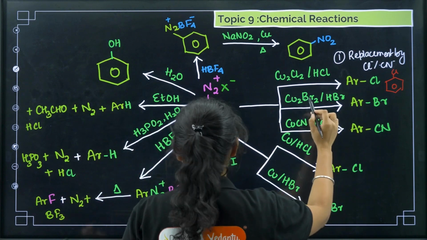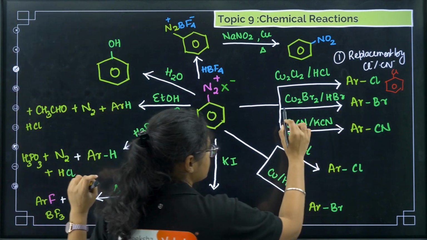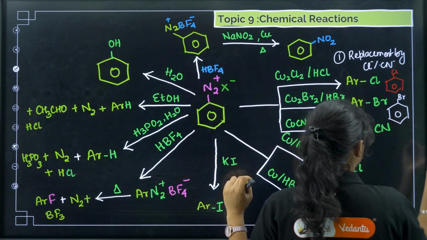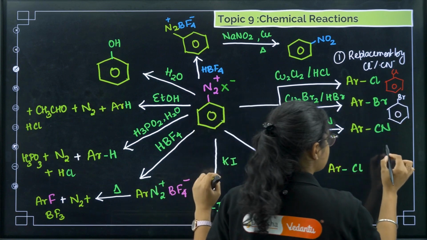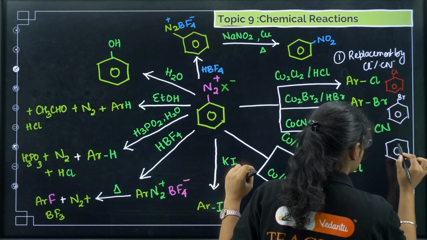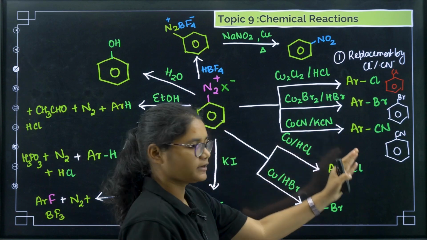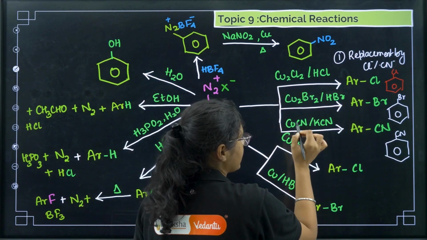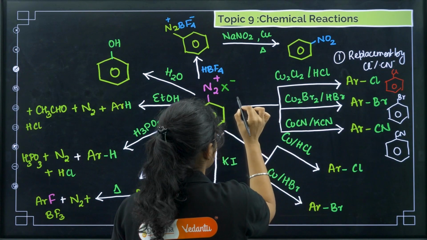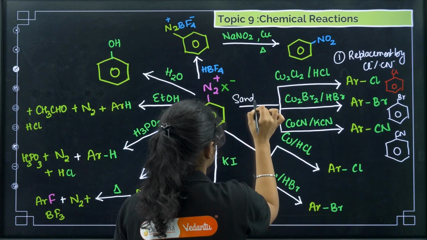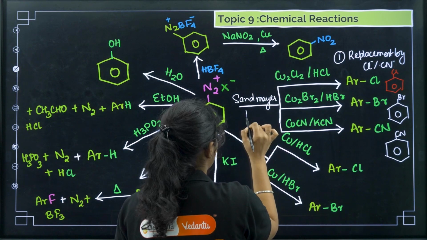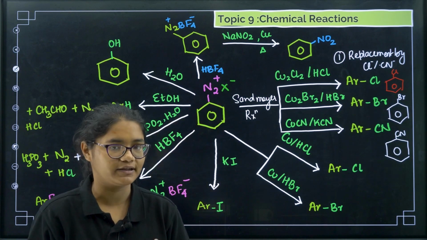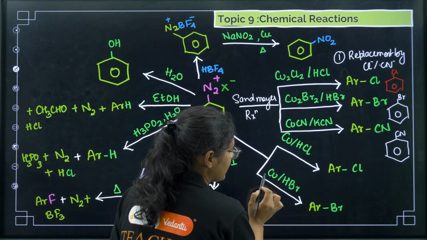Now you can use Cu2Br2 in presence of HBr, Cu2Br2 and HBr. So this will give you bromobenzene, right? You can use CuCN, KCN, and this one will give you cyanobenzene. So these are the products formed. If you use Cu2Cl2, Cu2Br2, these reactions are called your Sandmeyer reaction.